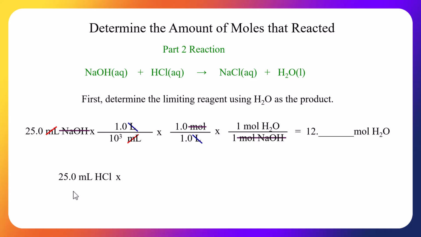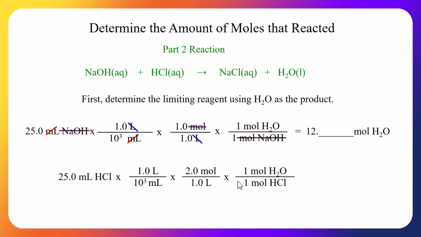Now I'm going to do the same thing for the HCl. First of all, milliliters to liters. Then, since the HCl, the label on the experiment was 2 molar, for every 1 liter of solution I have 2 moles. And then for every 1 mole of HCl, I have 1 mole of water. This will give me the number of moles of water.